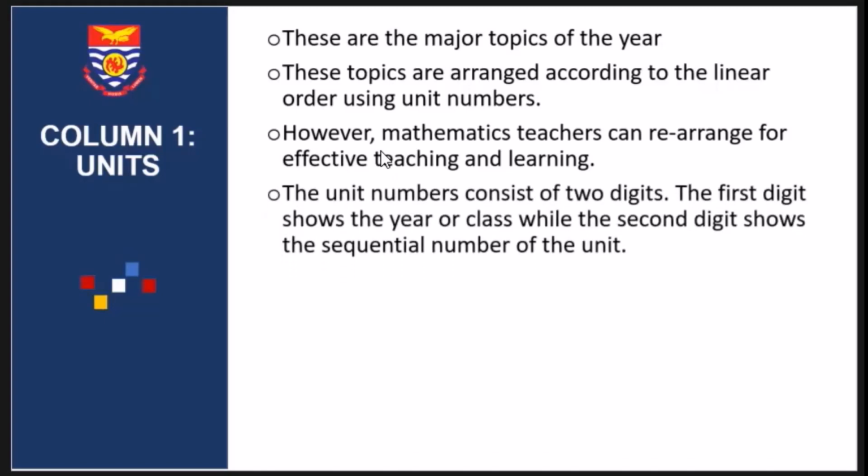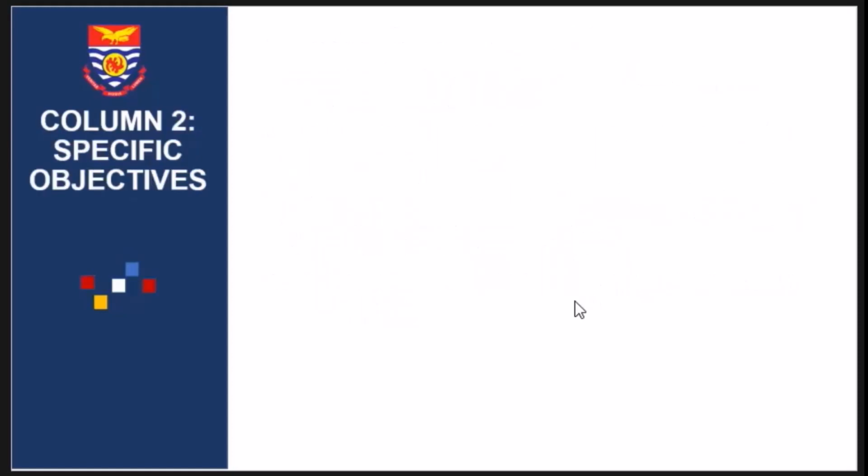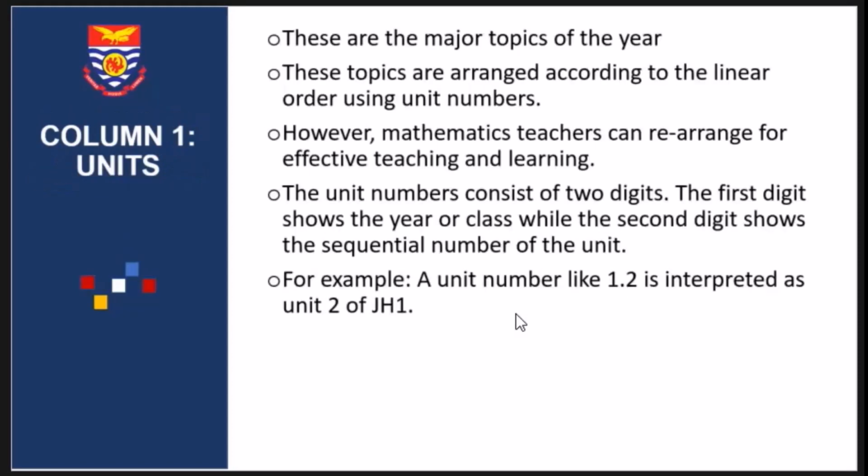The unit numbers consist of 2 digits. The first digit shows the year or class, while the second digit shows the sequential number of the unit. I'll show you an example so you understand what we mean. A unit number like 1.2 is interpreted as unit 2 of JHS 1. The first digit of 1.2 is for the year, so this is JHS 1, and the second digit represents the unit. So unit 2 of JHS 1. What do you think 3.5 stands for? 3.5 stands for unit 5 of JHS 3.